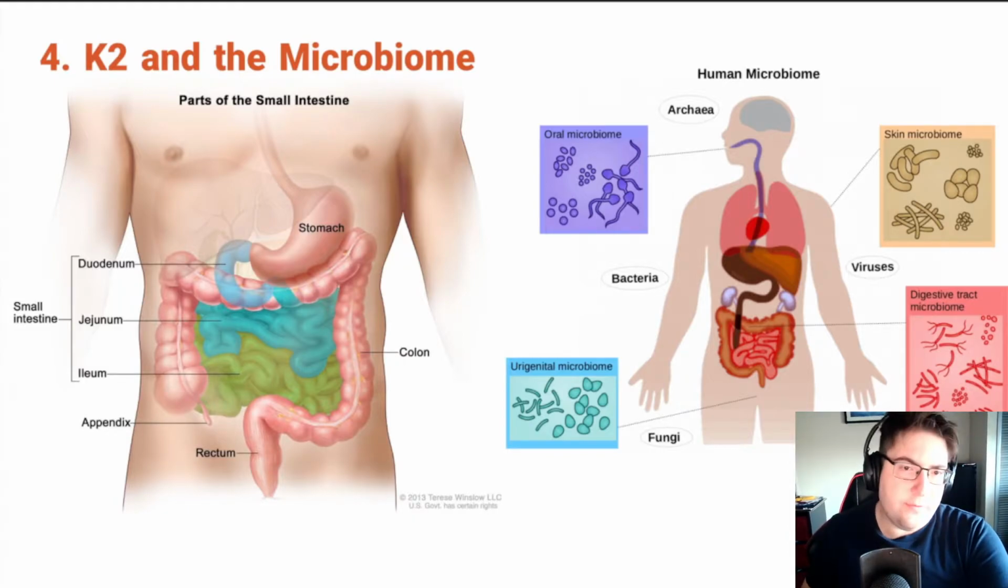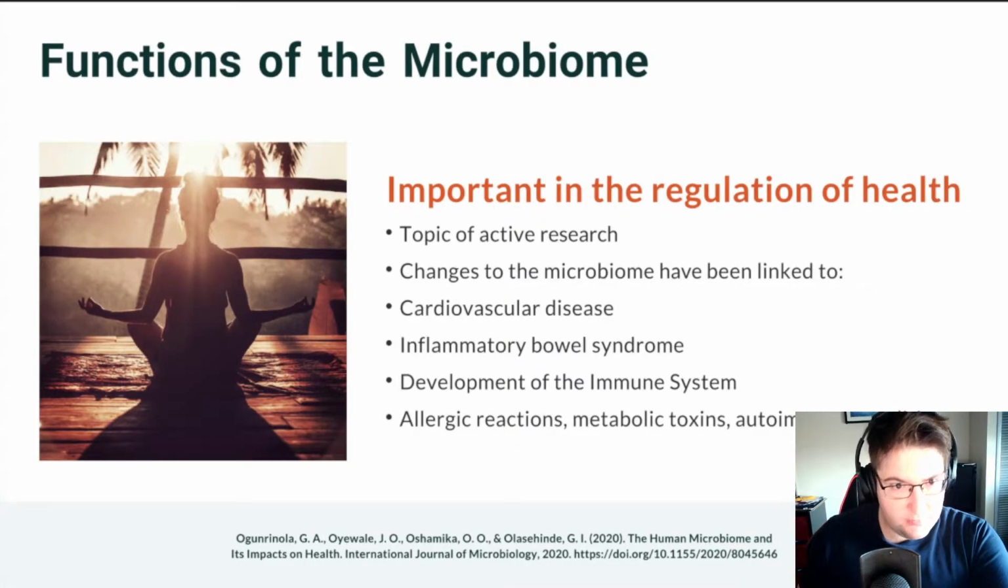So now that I've gone over what kind of microbiome composition can be found at different surfaces, what are some of the functions of this microbiome? This really is an area of active research. Researchers are trying to find out the different things that the microbiome is responsible for. It really has a very high ability to affect our health. Some of the things that changes to the microbiome composition have been linked to are, for example, cardiovascular disease, inflammatory bowel syndrome, development of the immune system, allergic conditions, metabolic toxins, and autoimmune conditions.